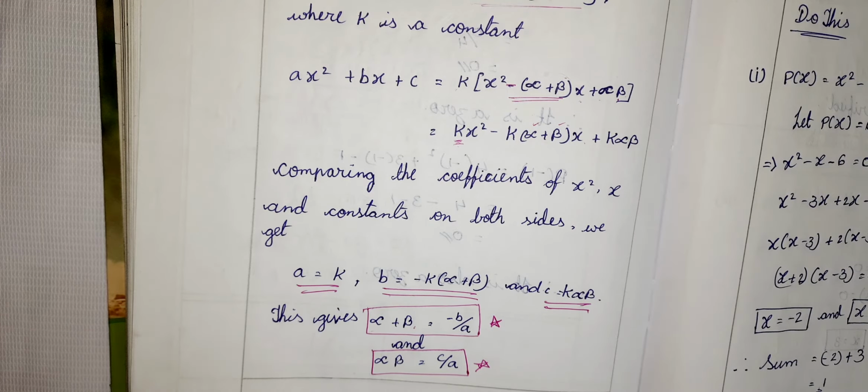So the sum of the roots is equal to minus coefficient of x by coefficient of x square. Similarly, product of zeros, that is alpha into beta, is equal to constant term by coefficient of x square.